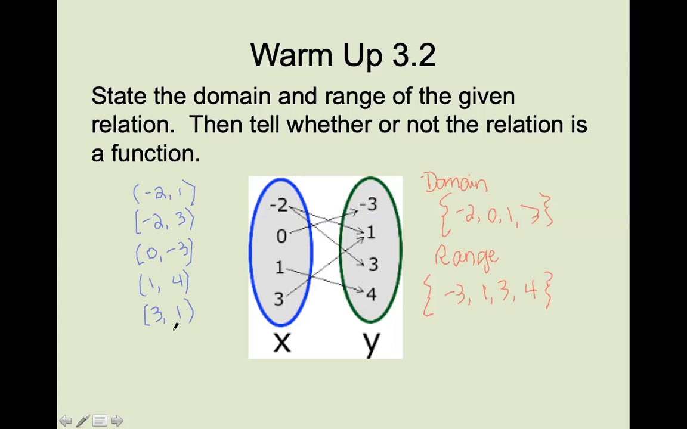So again, we said we're looking for any repeat x values. So right away, we can see that we have -2 paired with 1 and -2 paired with 3. So since the x's repeat, each value of the domain is paired with 2 different y values. So this is not a function. If you were to graph those points, you would see that you could draw a vertical line that passes through both -2, 1 and -2, 3.